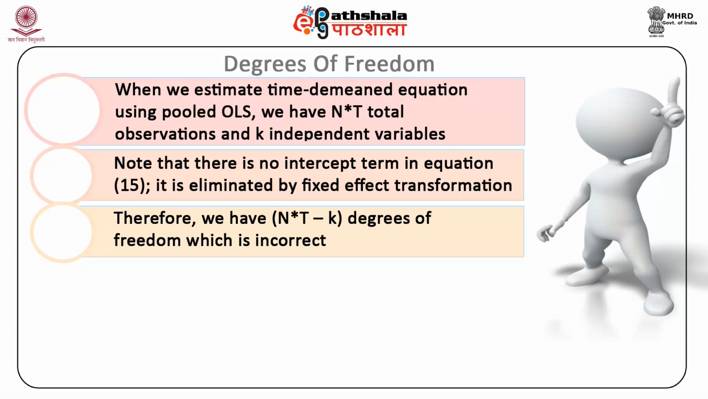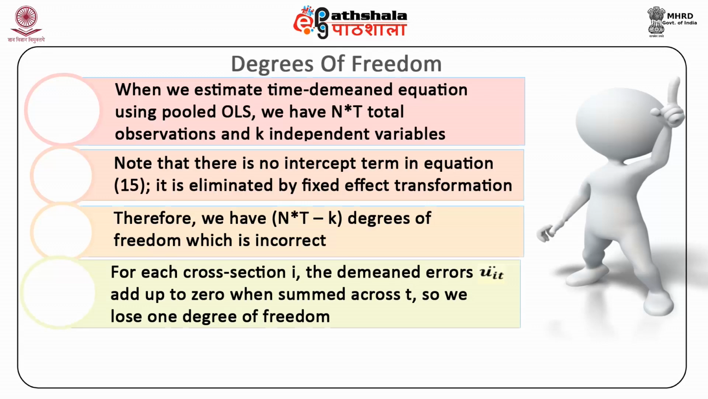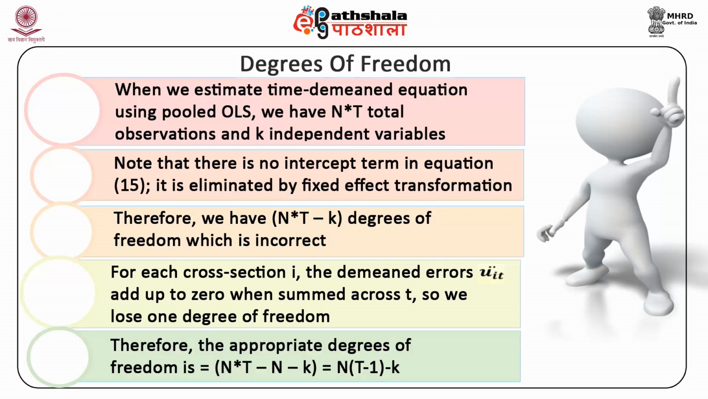For each cross-sectional observation i, we lose 1 degree of freedom because of the time demeaning procedure. In other words, for each cross-section i, the demeaned errors ü_it add up to 0 when summed across t. So we lose 1 degree of freedom. Therefore, the appropriate degrees of freedom is equal to nT minus n minus k, and this is equal to n(T minus 1) minus k.